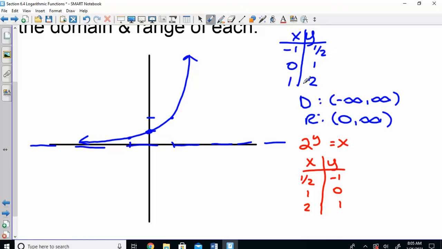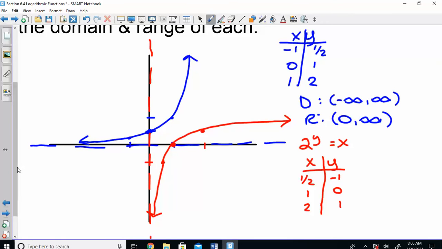What do you notice about these ordered pairs? Yeah, they're opposite. What's it called when the x and y flip roles? They're inverses of each other. Good. So if we graph this, we have 1/2, negative 1, 1, 0, and 2, 1. We can plug in more things, but what happens is our graph looks like this. I don't have a horizontal asymptote this time. What do we have? A vertical.